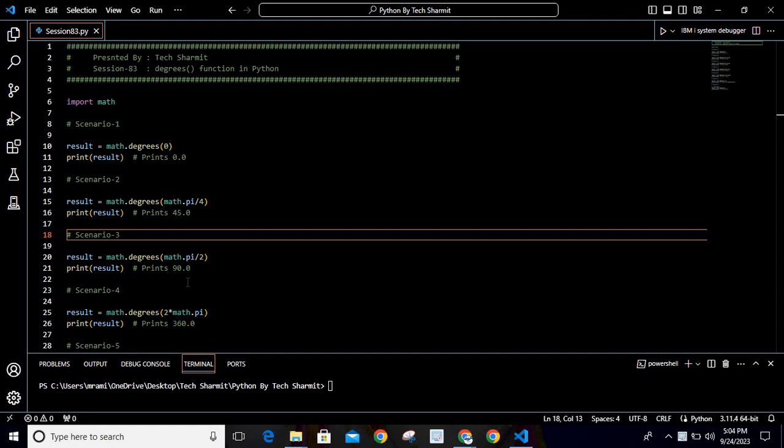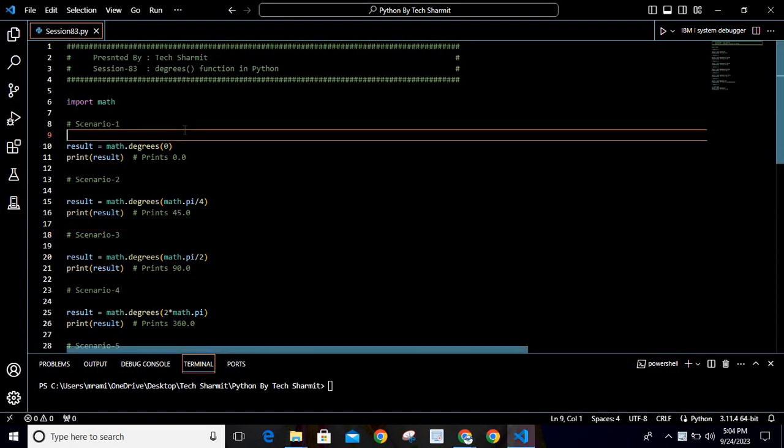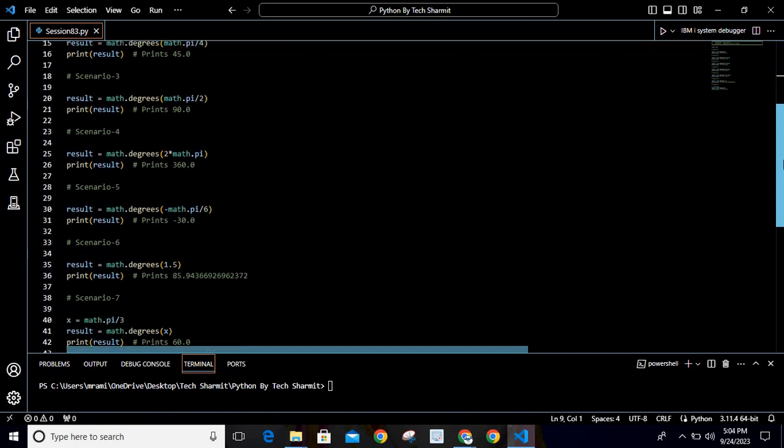But before that, we need to import one module, which is the math module, because this function comes with the math module only. So here you can see on line number 6 we are importing this module. I just write import math, which will import the math module, and post that, throughout the program we can utilize this function degrees.